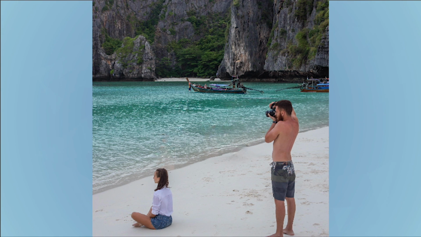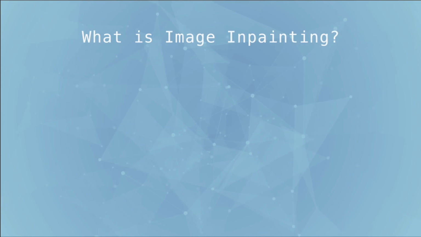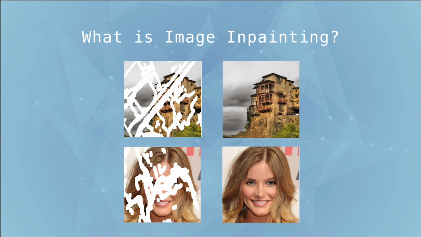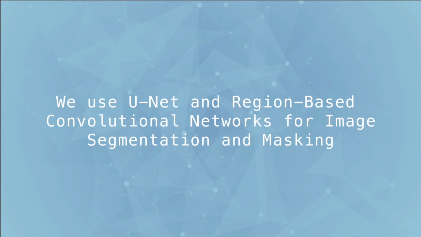But what exactly is image inpainting and how does it work? Image inpainting is a reconstruction technique in which distorted, faded, or absent sections of an image are restored with the intention of portraying the image as it was initially created. Object detection is used to semantically identify objects in an image.